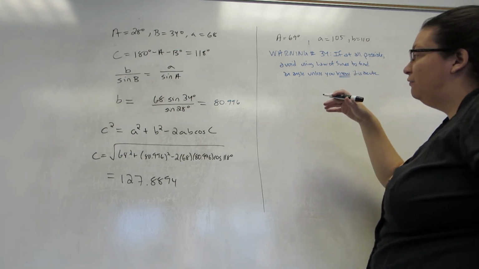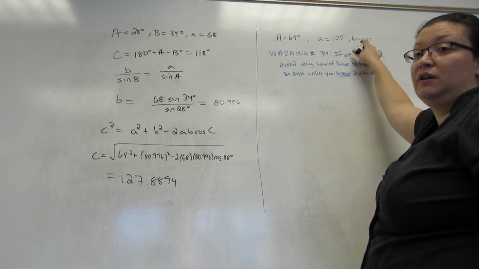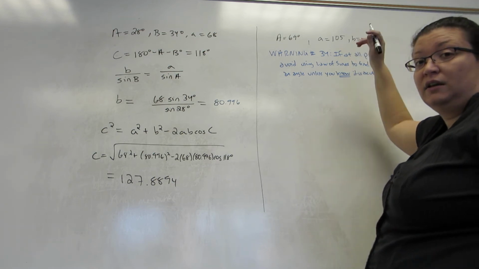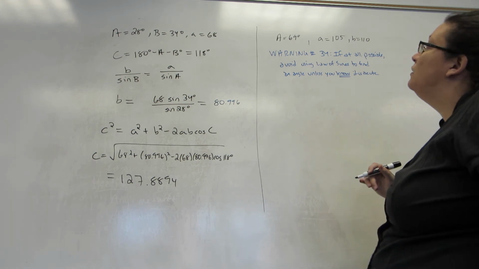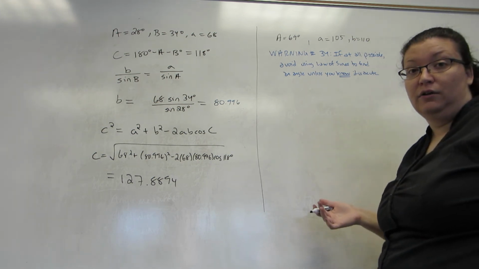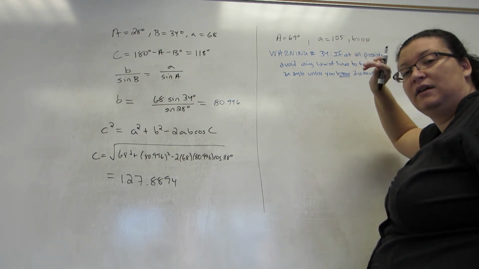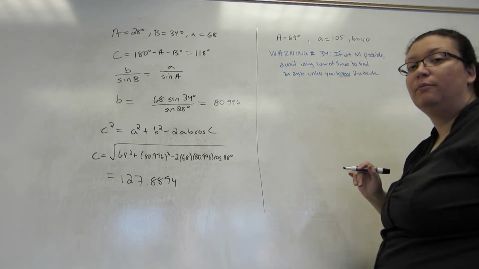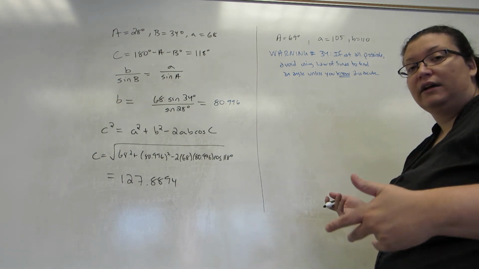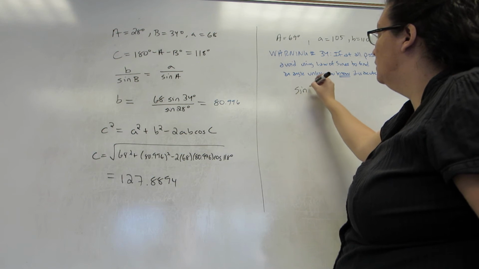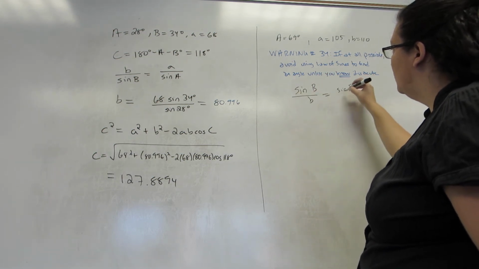So I cannot find the third side C, because using law of sines, I would need angle C. Using law of cosines, I would need angle C. Okay, so I must find an angle. Now I can't find angle C because I need side C, so I must be finding angle B. If I did it using law of cosines, I would need all 3 sides, so I have to use law of sines. And this is the version I'm going to use.